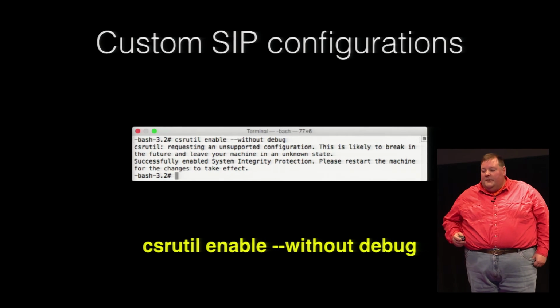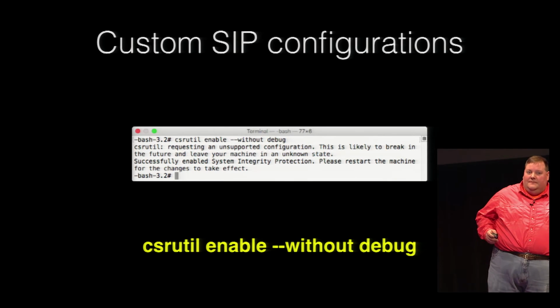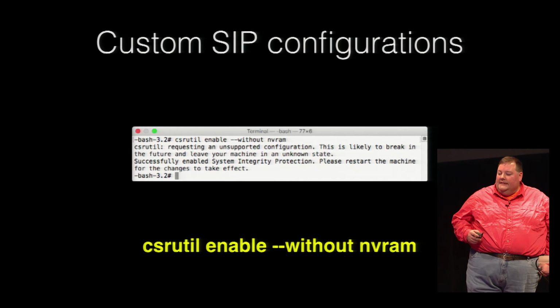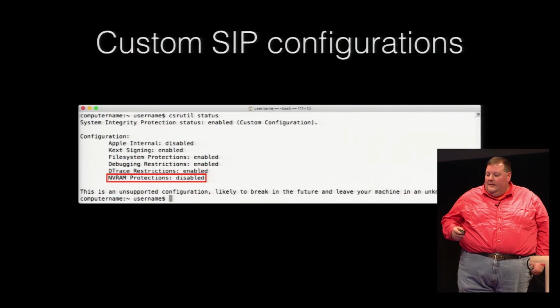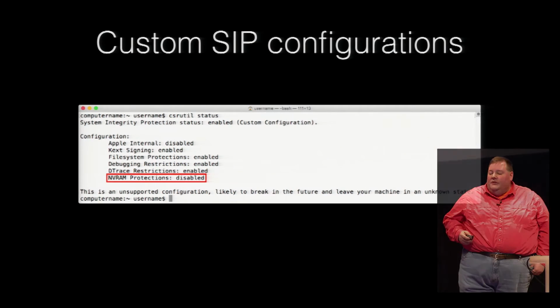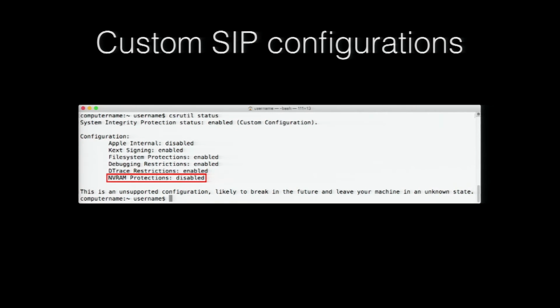Here's a command to enable SIP and disable the debug restrictions. Last but not least, here's how to enable SIP and disable the restrictions on writing to NVRAM. And you can mix and match these. So when you run csrutil status, you should see that the other protections are listed as enabled, while the specific protection you indicated is now disabled.